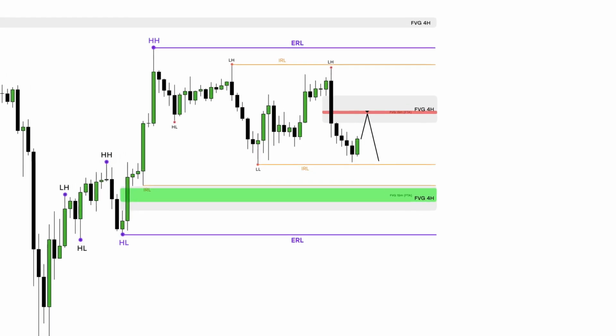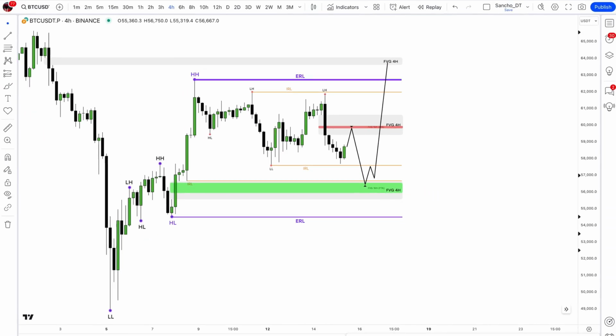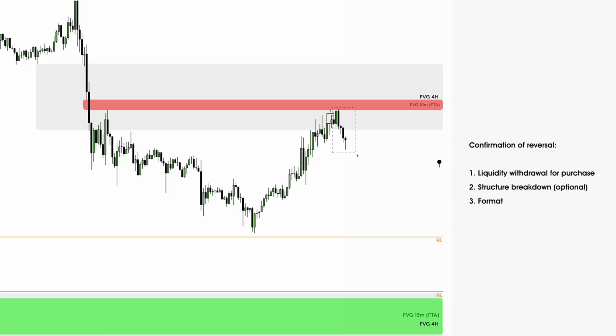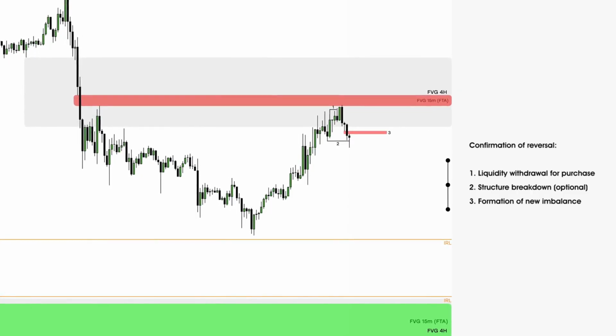For a local short position, for example, we aim for the minute imbalance zone, where a reversal and price decline are likely. The target is the start of the 15-minute bullish imbalance, which could become an upward reversal zone. To confirm the reversal, focus on 3 factors: the removal of buy liquidity, a sharp price drop breaking the structure, and the formation of a new bearish imbalance indicating a downward movement. Even if the structure break doesn't occur, the bearish imbalance itself is a sufficient early reversal signal.